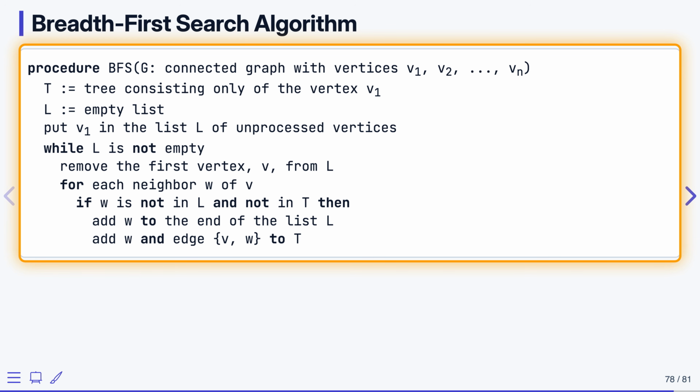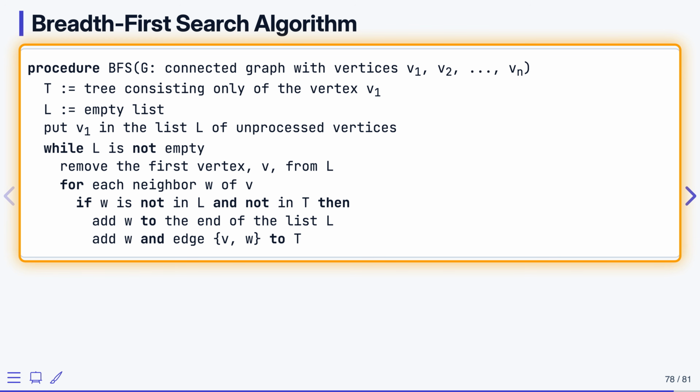This is the procedure for breadth first search. We start with a tree T holding only the first dot, V1. We also keep a list L of dots waiting to be processed, and we put V1 in it. Then, while the list is not empty, we take the first dot off the front and call it V. For each neighbor W of V, we check whether W is already in the list or already in the tree. If it is in neither, then W is new. We add it to the back of the list, and we add W and the edge from V to W to the tree.